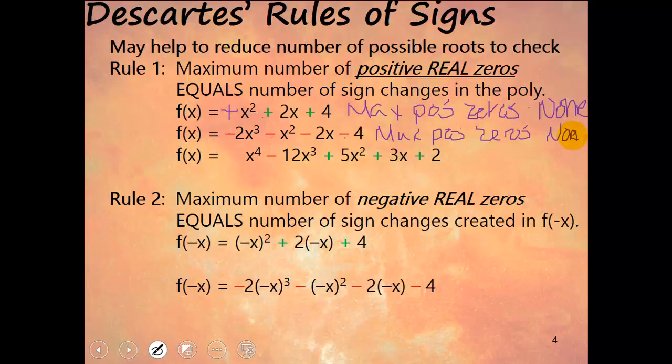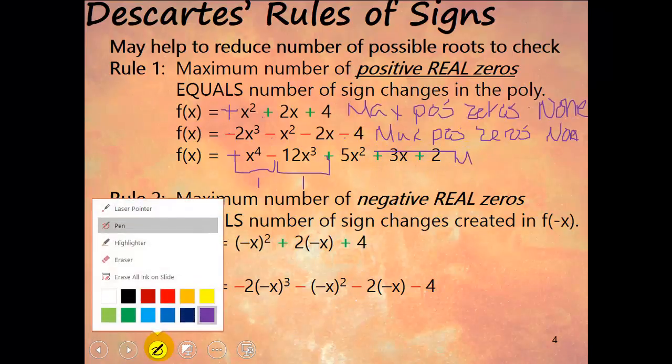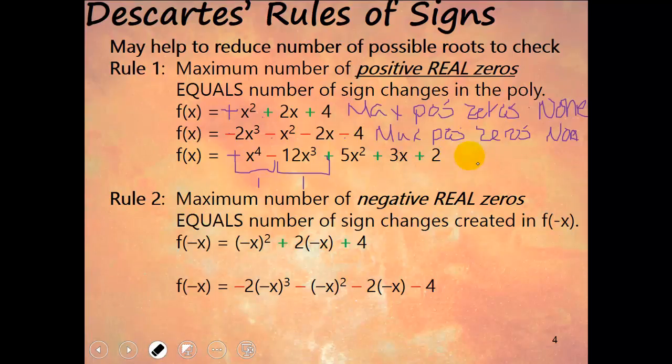On this third example, we have to recognize that this is a positive, so now we're going to check, okay? So that's one sign change. Then it changes again, that's another sign change, but then it doesn't change, it stays positive and it stays positive. So the max positive is 2.